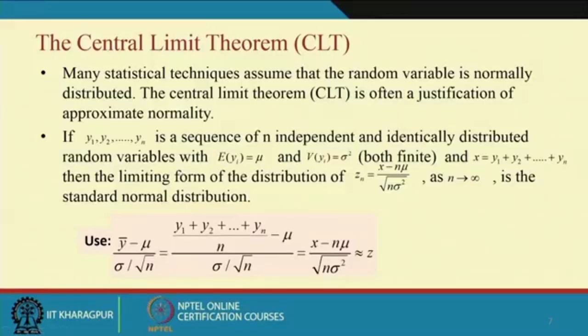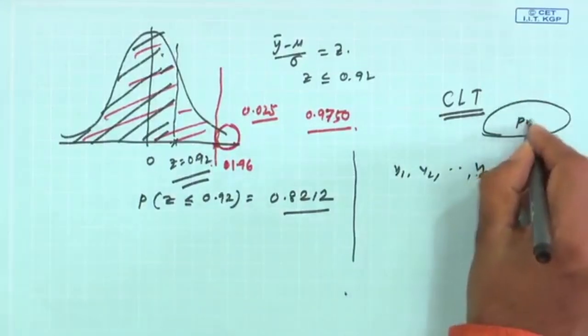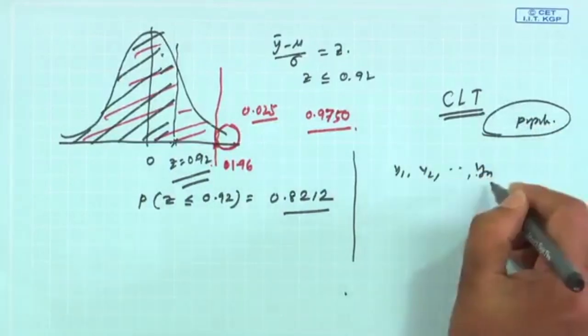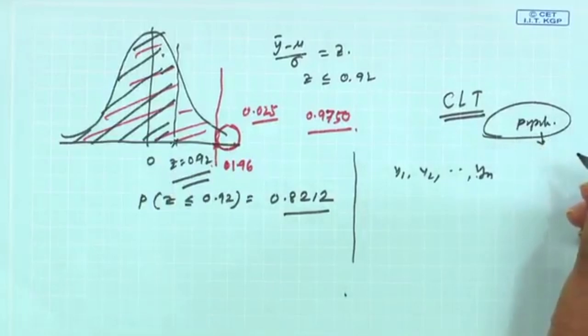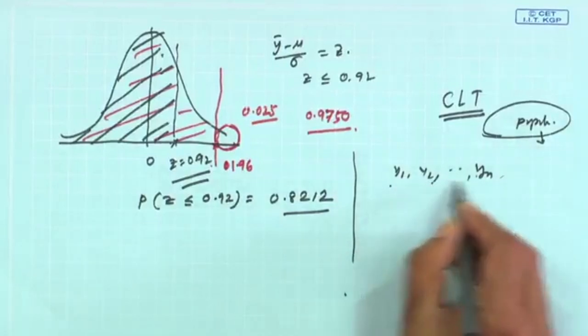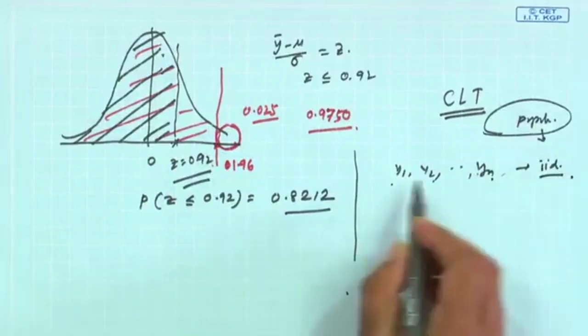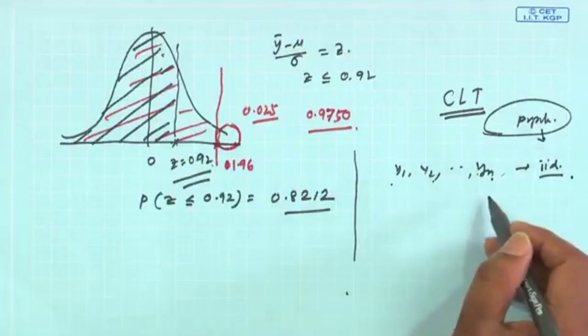Let us understand what the central limit theorem is. If y1, y2, yn is a sequence of n independent and identically distributed random variables. So, please understand the meaning. You have y1, y2 and yn, these different observations. Observations are coming from a particular population. This population, with respect to this random variable, has a certain distribution that may be normal, may be non-normal, but some distribution is there.